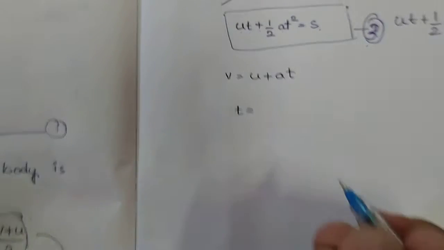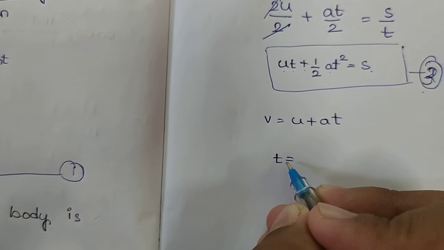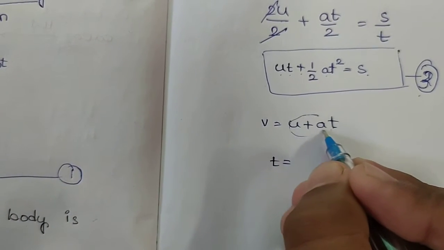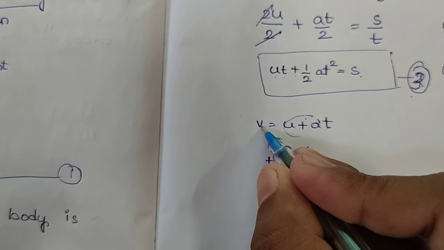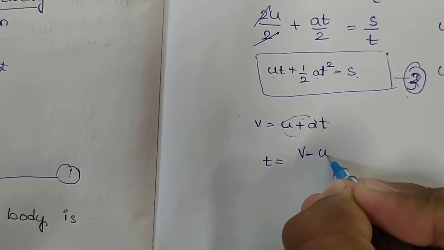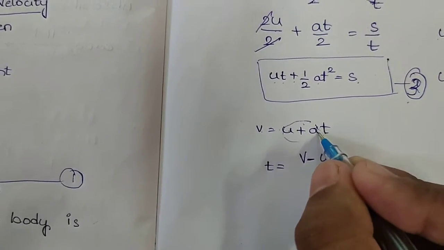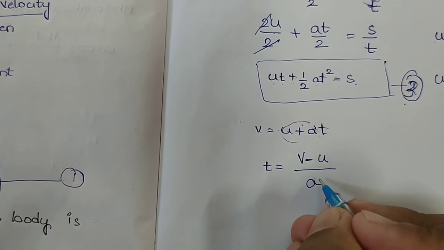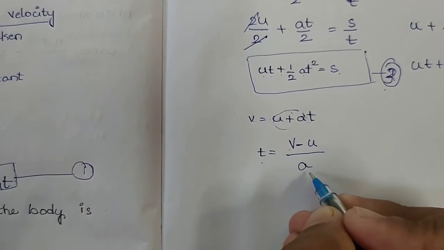Now similarly, I know that v is equal to u plus at. I have this formula. What is t? If we need to calculate t from here, what I have to do? I have to shift these terms over to the left side. So I am writing v, and if I shift this u over there, it would be minus u, and it is multiplying here. If I shift acceleration a to the left side, it will go to division. So I got the time t as v minus u by a.